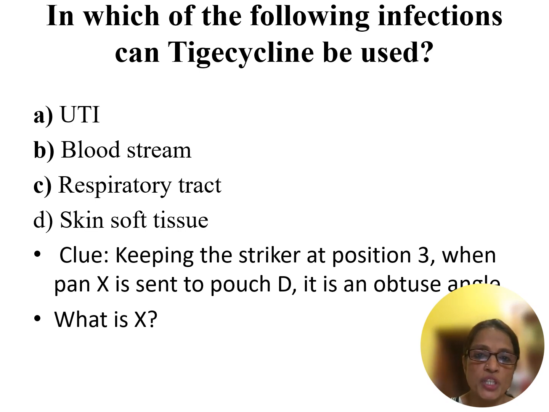Now the next question is, in which of the following infections can tigecycline be used? So this is again to understand the pharmacokinetics and pharmacodynamics. Can it be used in UTI? Can it be used in bloodstream infection? Can it be used in respiratory infection? Can it be used in skin soft tissue infection? So these are the options A, B, C, D. You have to find the answer, for which the clue is given like this. Keeping the striker at position 3, when pawn X is sent to pouch D, it is an obtuse angle. What is X? So let us see the diagram.